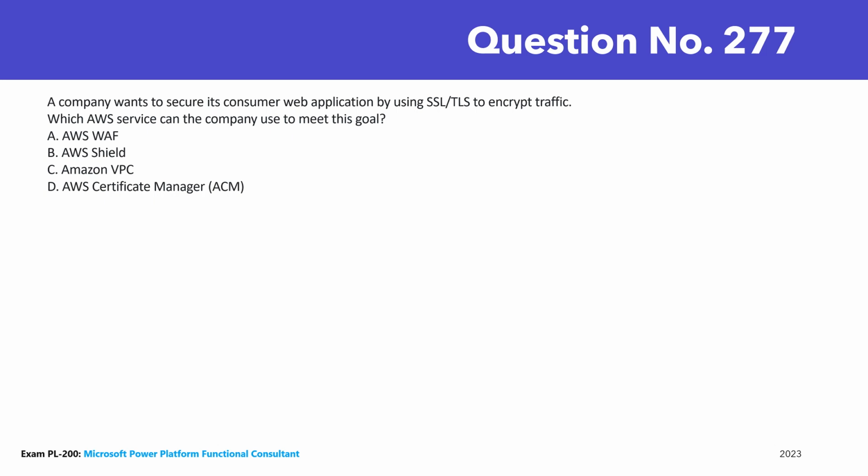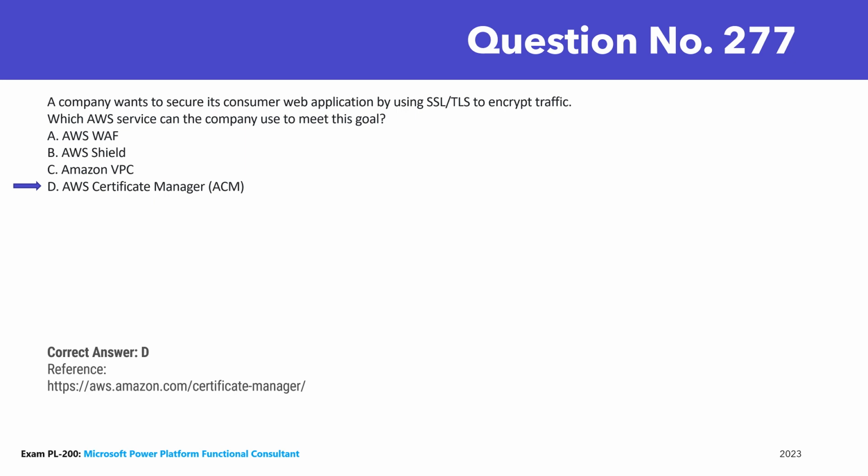A company wants to secure its consumer web application by using SSL/TLS to encrypt traffic. Which AWS service can the company use to meet this goal? A. AWS WAF. B. AWS Shield. C. Amazon VPC. D. AWS Certificate Manager, ACM. Correct answer, D.